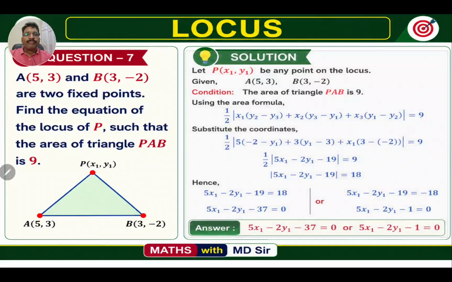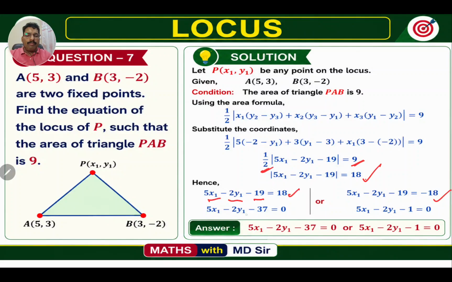See the solution. Here using the area formula, modulus of x1 into (y2 minus y3) plus x2 into (y3 minus y1) plus x3 into (y1 minus y2) is equal to 9. This 1 by 2, if you take 2 to the right hand side, 2 into 9 gives 18. Whenever you are removing modulus, remember that plus or minus you have to take. Here 5x1 minus 2y1 minus 19 is equal to plus 18 one time and minus 18 second time. These two equations you have to simplify.